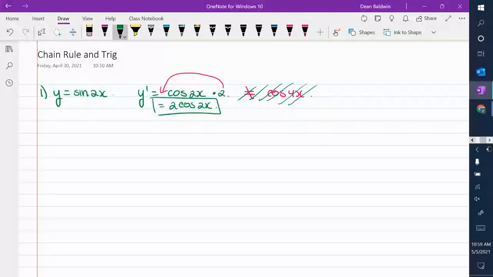All right, so you can get funkier things inside the trig function. You can have stuff like this: cosine of x squared plus 2x.